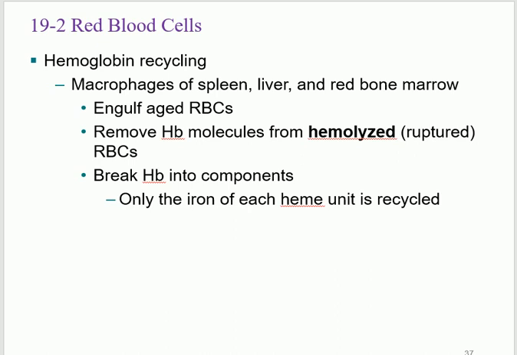So next is recycling. What's the life span of the red blood cells? The average is 120 days or 4 months. It's the same thing. 120 days, 4 months. So what happened after the 120 days or 4 months? Here is what happened. 120 days.